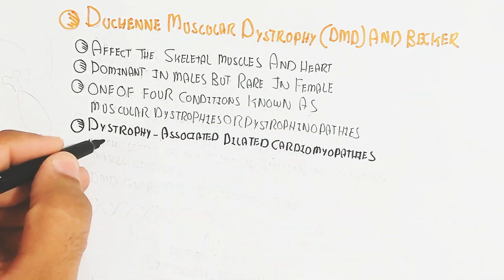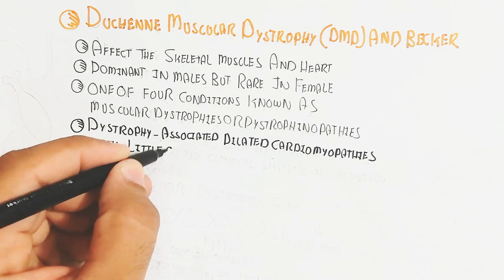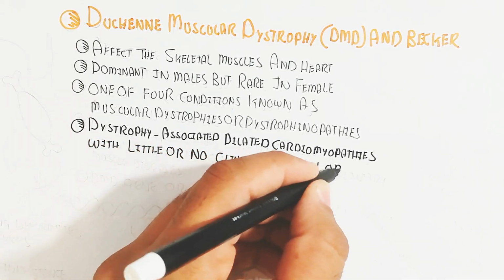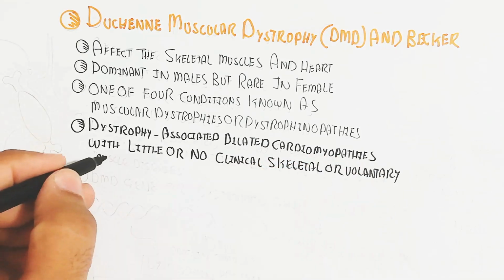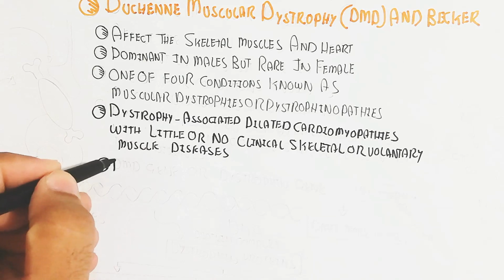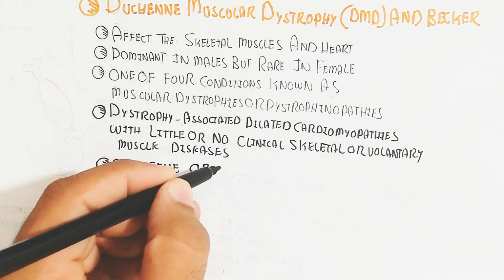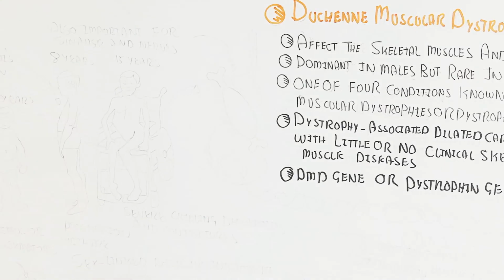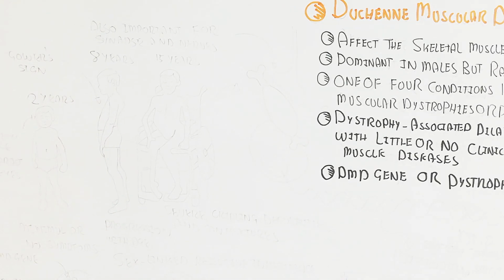In this way, the DMD gene, or dystrophin gene, is involved in the progression of Duchenne muscular dystrophy and Becker. What is the DMD gene or dystrophin gene? Let's understand about that. First of all, we will understand the signs of Duchenne muscular dystrophy.